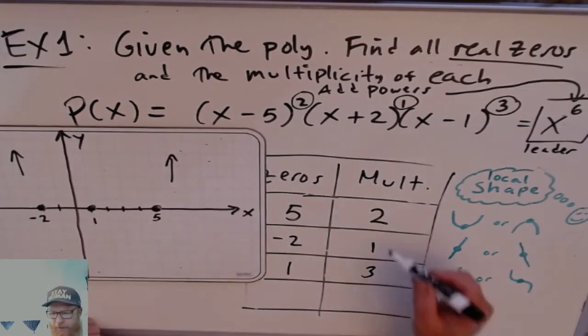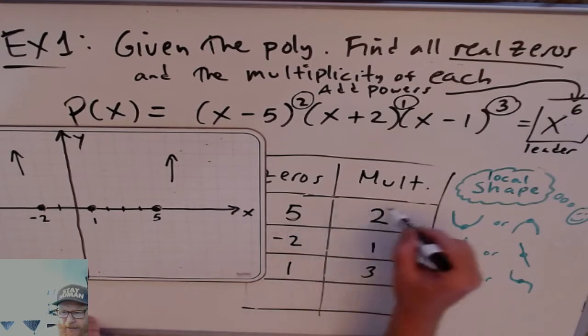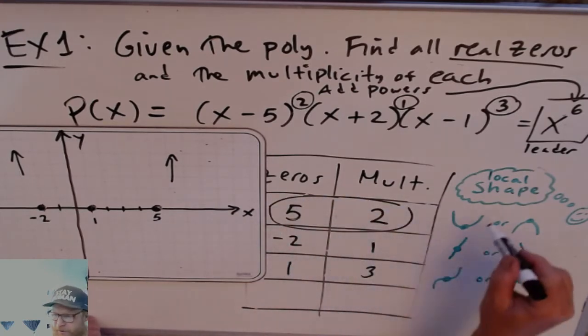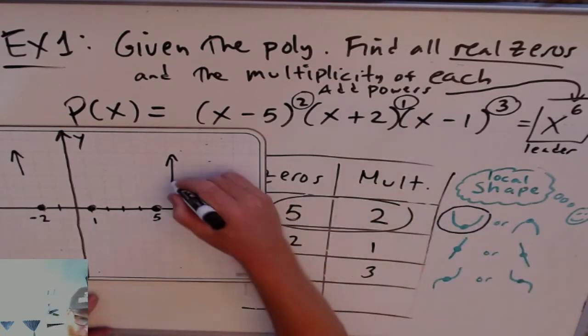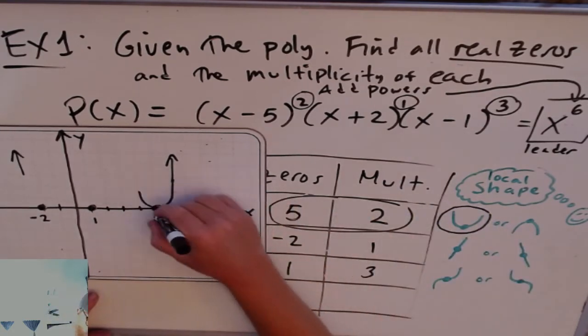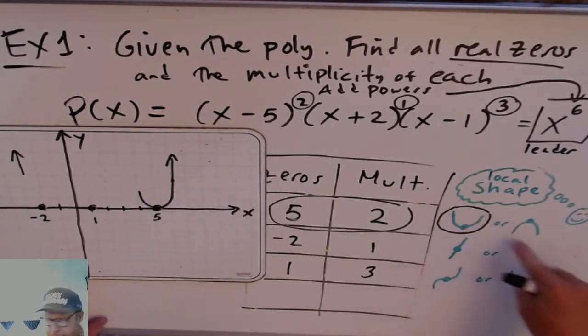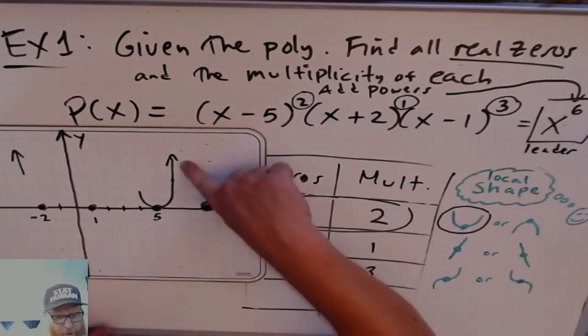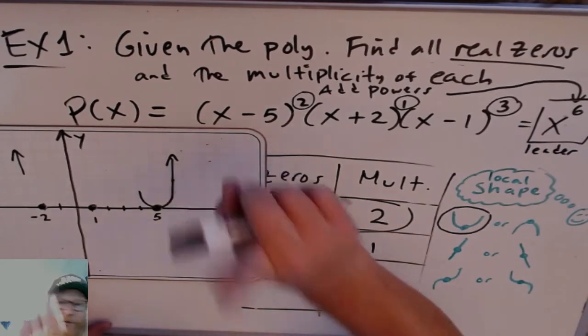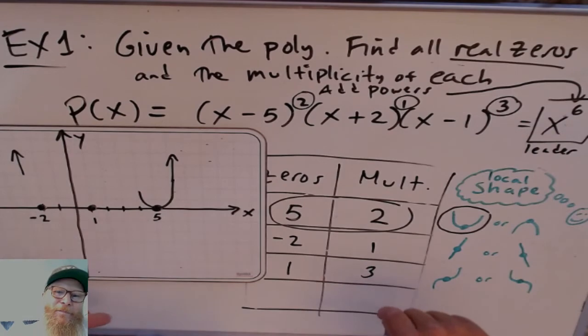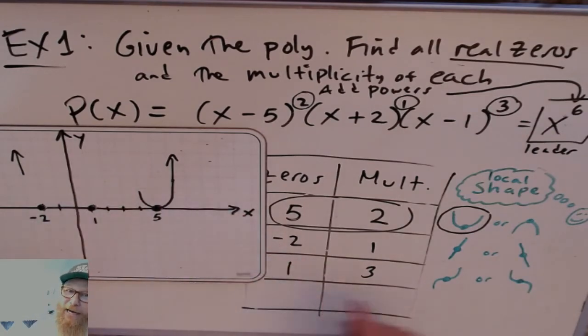Now let's look at the multiplicity. The 0 at 5 has multiplicity 2, so it's going to look like a parabola. Now, why did I pick this one as opposed to the upside down one? Well, look at the arrow. The arrow's pointing up. In the upside down one, the arrows are pointing down. That's why you want to put the arrows down before you decide which one it is. Okay.